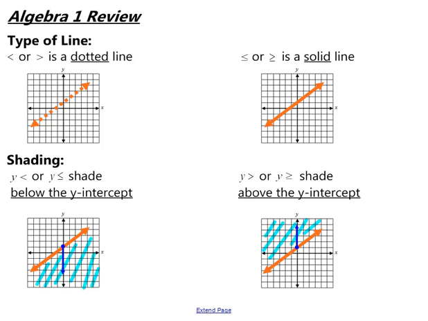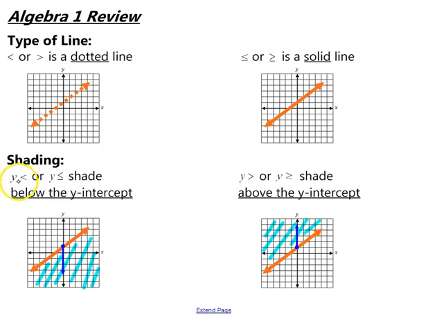Two variable inequalities. So let's talk about some Algebra 1 review. When you graph a less than or greater than, it's going to be a dotted line on the coordinate plane. Less than or equal to or greater than or equal to is going to be a solid line.